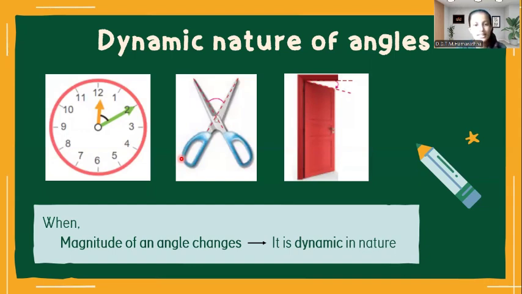Keep in mind the example for a dynamic nature: the angle between the hour hand and the minute hand of the clock. It is easy because when the time passes and the time changes, the position of the two hands changes and the magnitude also changes. That means the magnitude between the hour hand and the minute hand should be dynamic.